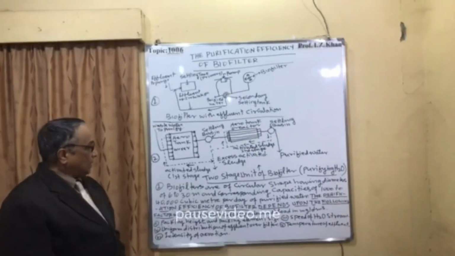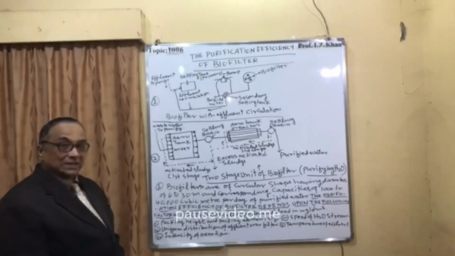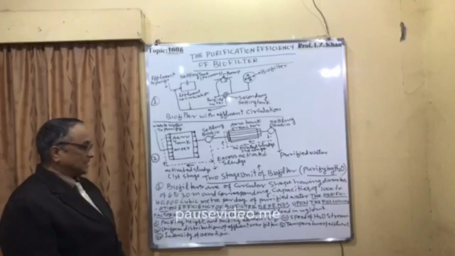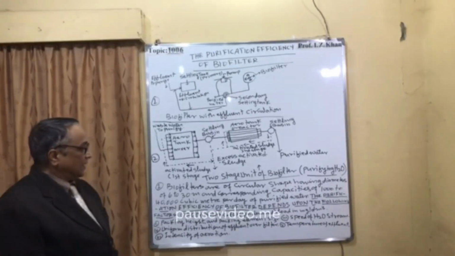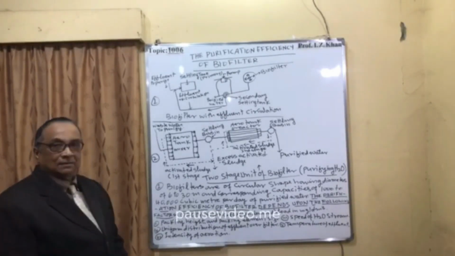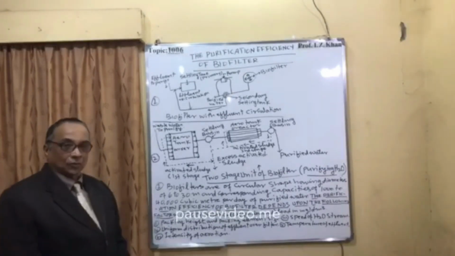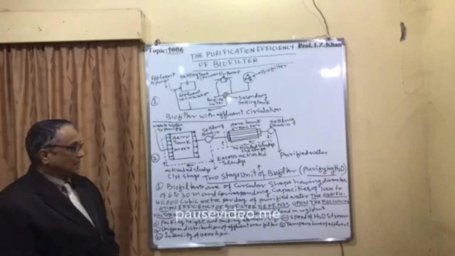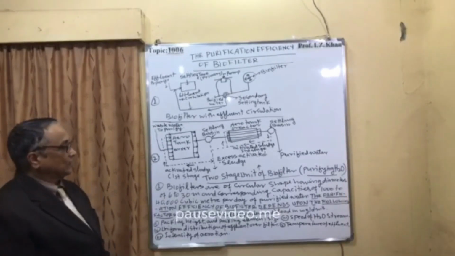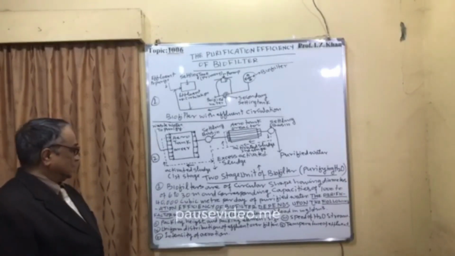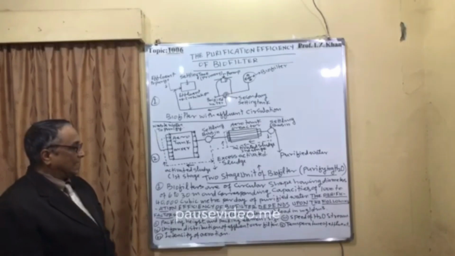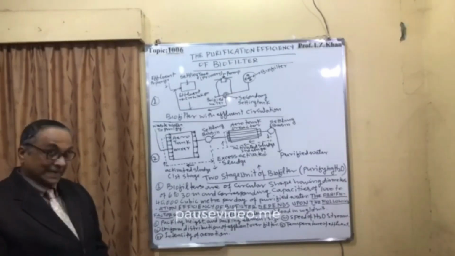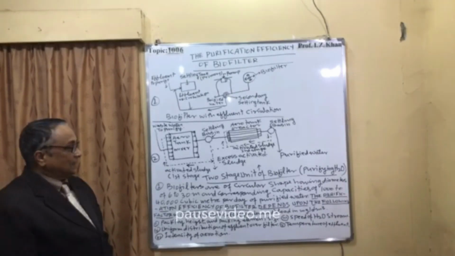Number one, biofilters are of circular shape, having diameters of 6 to 30 meters, and corresponding capacities are from 1000 to 40,000 cubic meter per day of purified water. The purification efficiency of biofilter depends upon the following factors. Again, I am repeating, which is very important.